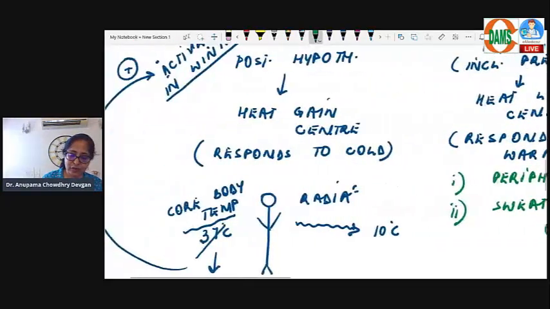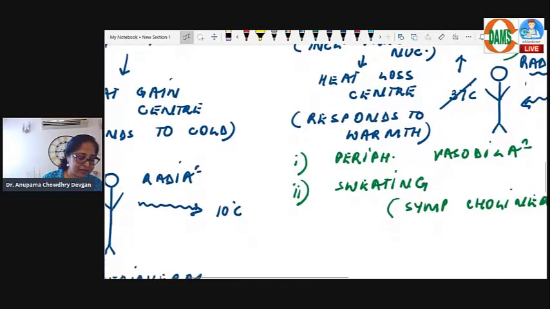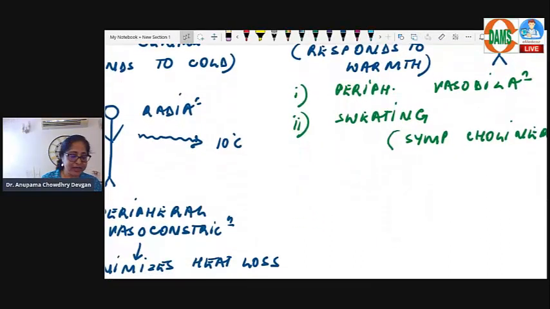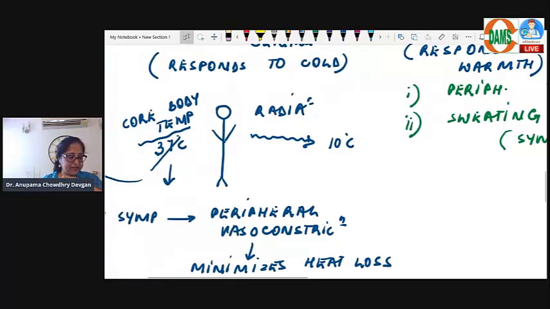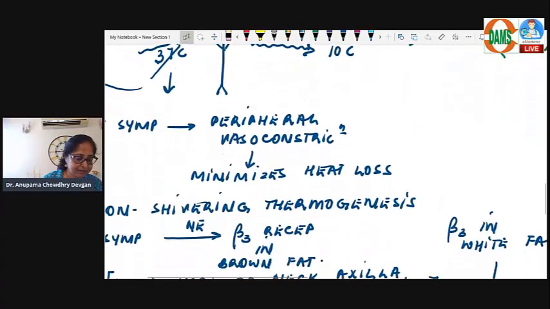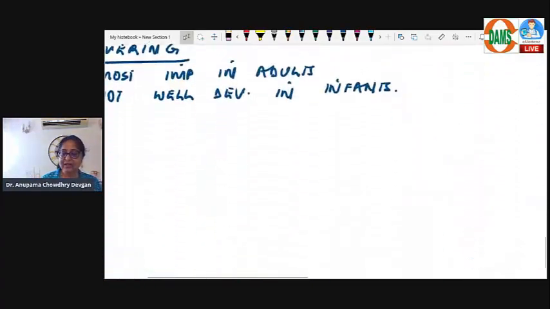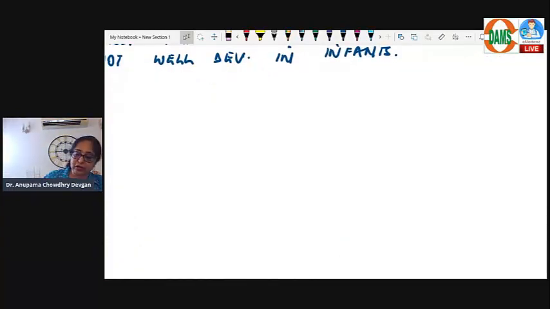White fat, beta-3 is present in white fat. Whenever beta-3 in white fat is stimulated, there is going to be lipolysis. Okay? All right. So this is as far as your temperature regulation is concerned.